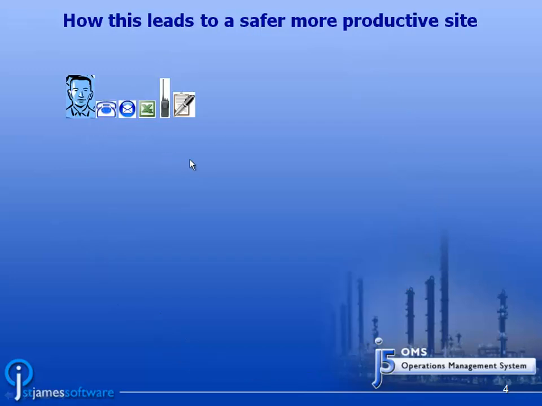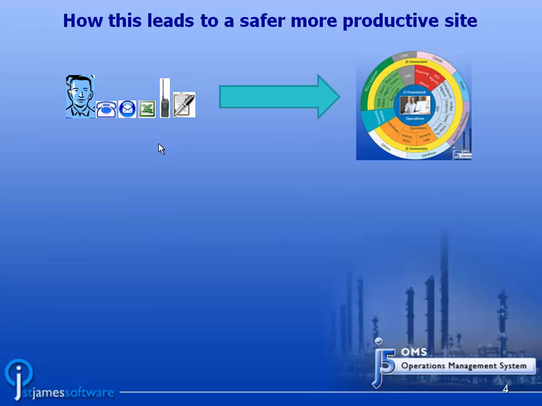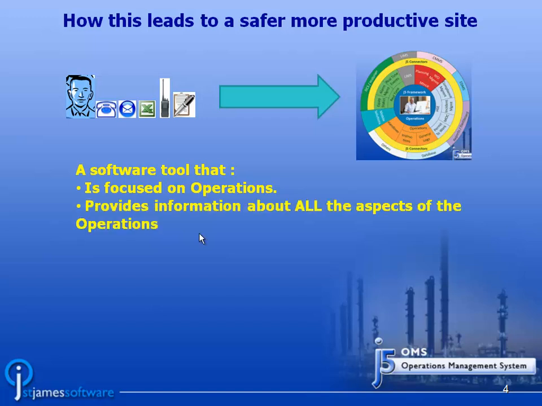So how does this lead to a safer, more productive site? As a result of this software, we are able to replace general-purpose software items like spreadsheets, clipboards, emails, and radios with an operation-focused set of integrated tools that are available to everyone on the site. This software tool is focused on operations. Finally, a tool that is specifically designed to assist operations. It provides information and support for all aspects of the operations, so personnel don't have to fire up other applications to see what's going on.